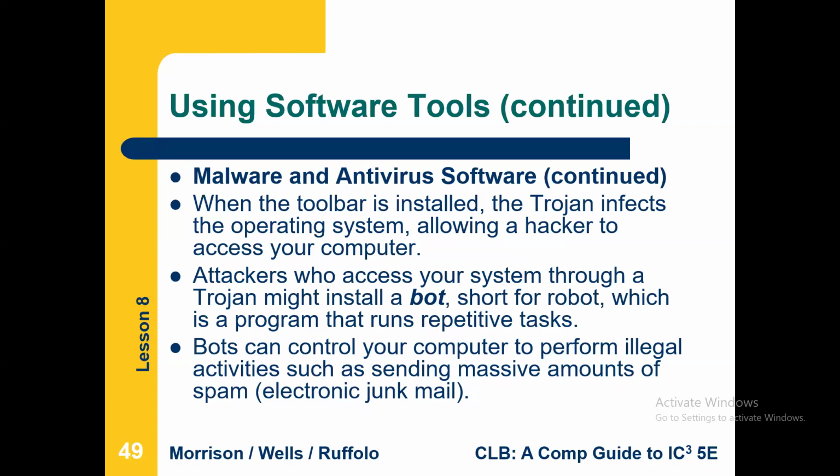Then attackers who access your system through a Trojan might install a bot, something they call a robot, which is a small program that runs a repetitive task. So what some people do is write a small code, and once you get infected with it, they can be somewhere else, controlling you. Such software, such a small program that they installed on your system, is a bot, and it can be somewhere controlling you.